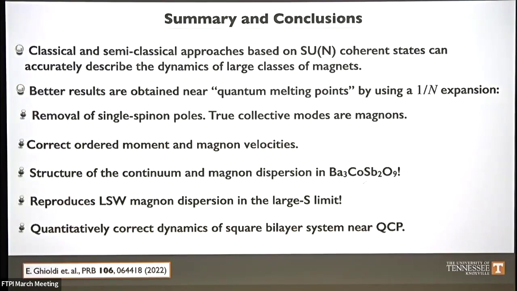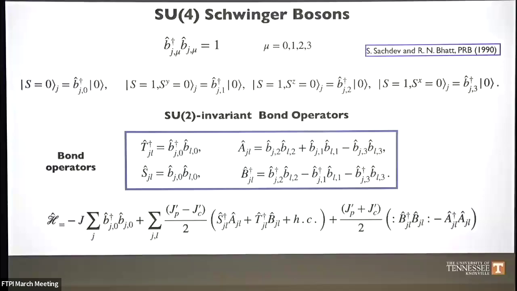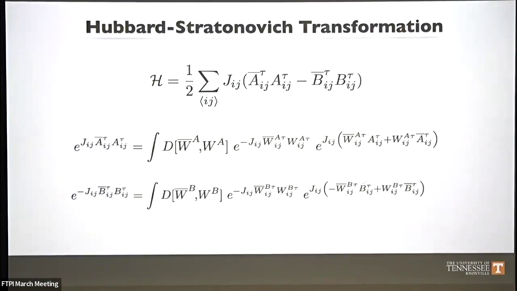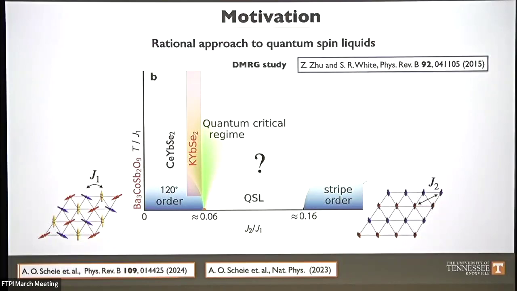Questions. At some point, you showed this triangular antiferromagnet with second neighbor exchange, where there is supposedly a large range of intermediate spin liquid phase. Yes. Is there any understanding why the range is so large? And this is spin 1/2, right? Yes. Is there anything known about spin 1?